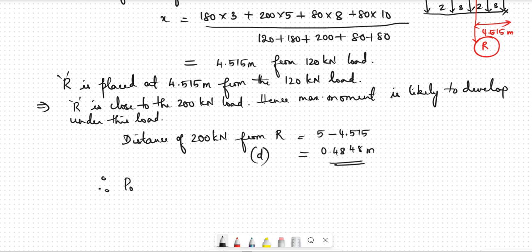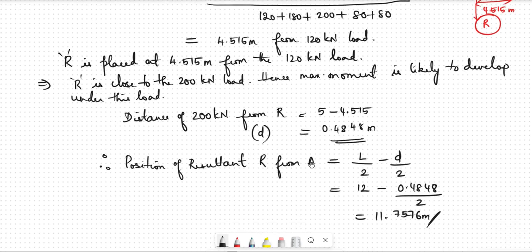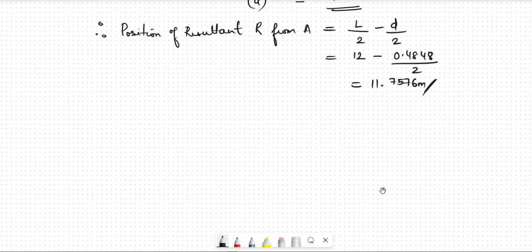Therefore, it is better to find the position of resultant first. Then we will find out the position of the 200 kilonewton load from the end A. So the position of resultant R from end A, you have an equation for that, which is nothing but L by 2 minus d by 2. So that is given by L by 2, which is 12 meters, minus 0.4848 divided by 2, which gives you 11.7576 meters. But we cannot actually show the resultant exactly on the picture.